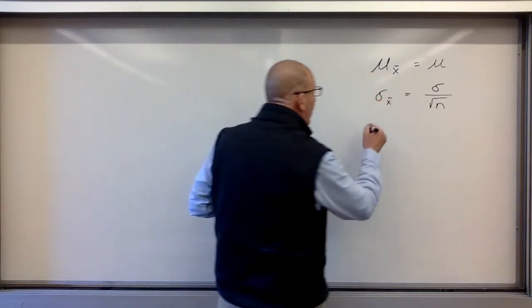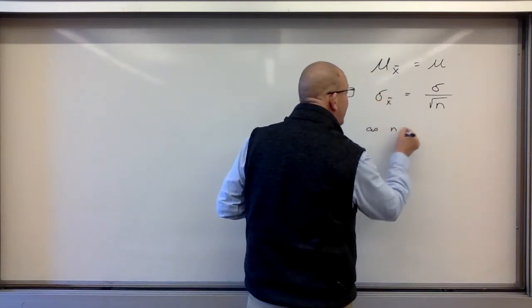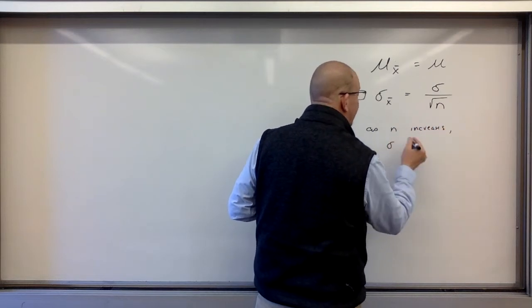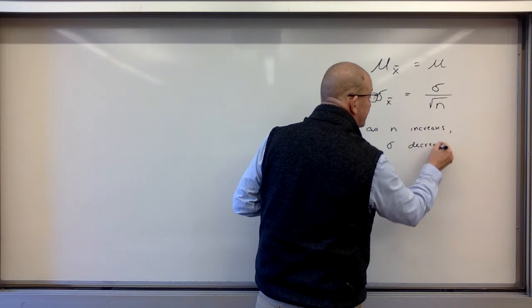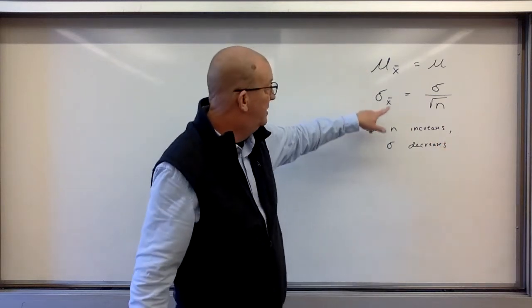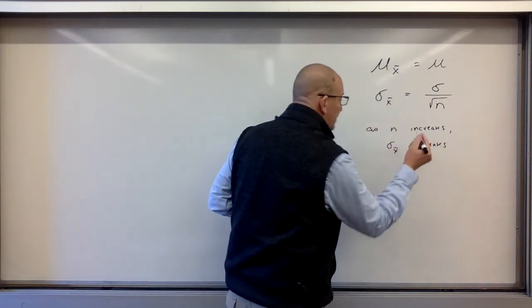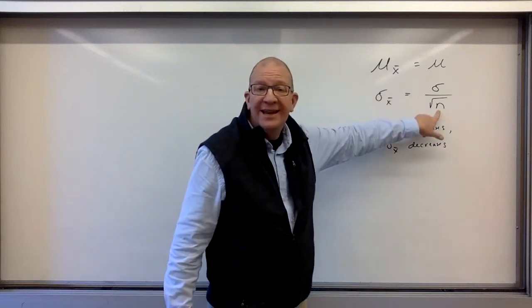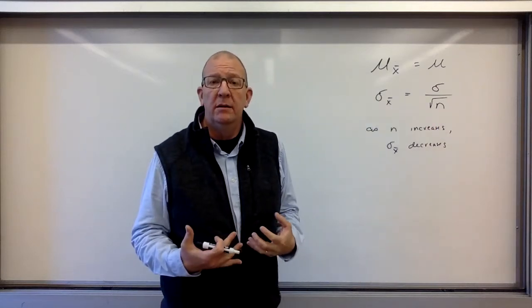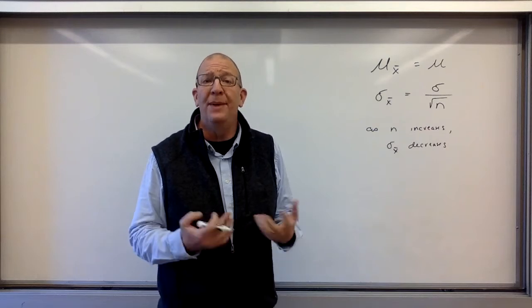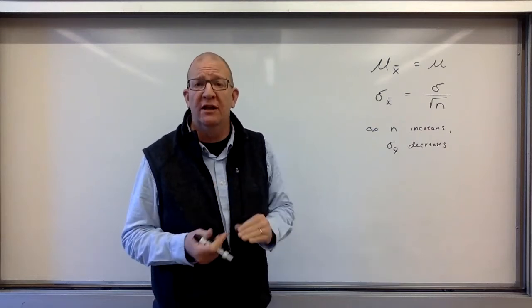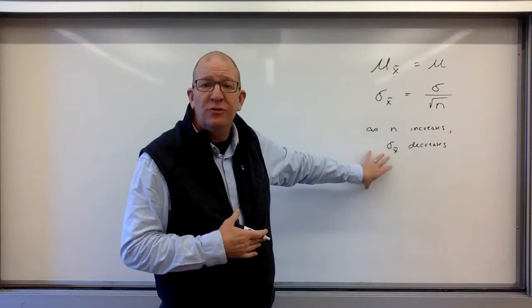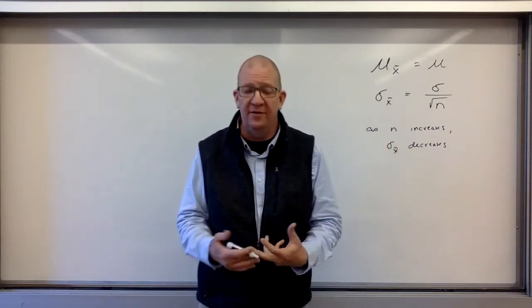What do we notice here? As n increases, the standard deviation decreases. Certainly, right? Or the standard deviation of the samples. So look, n is getting bigger, right? That's a bigger denominator. What happens in a fraction when you have a bigger denominator? The value of the fraction gets smaller. So if you want the standard deviation of your sampling distribution to be smaller, you can increase the size of n.